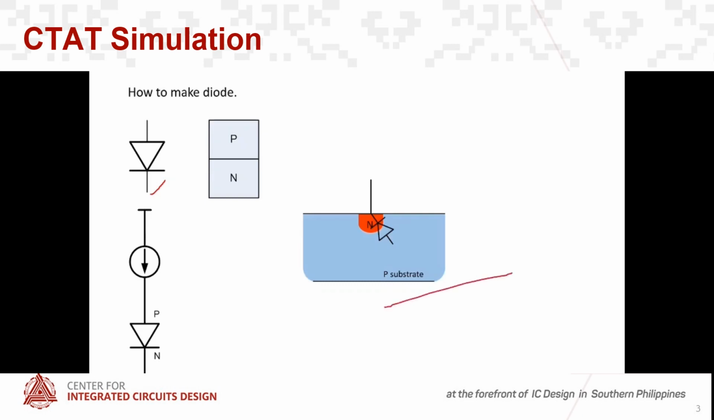So in this figure, what do you see? What is the problem of this configuration or implementation? As I said, the P substrate is basically the foundation where all circuits are laid down. So the P substrate is always connected to the ground. So the diode that we can make with this configuration is like this, which is not our goal.